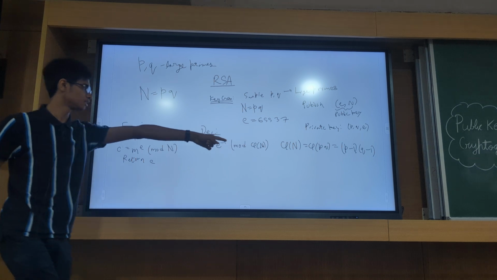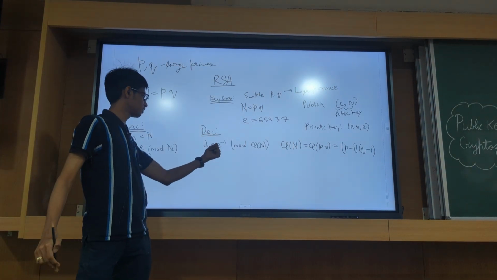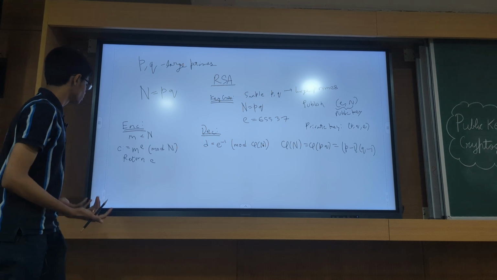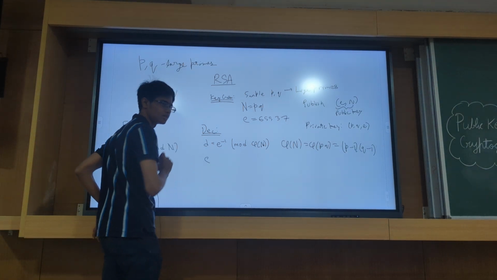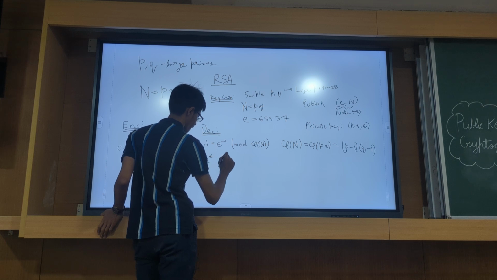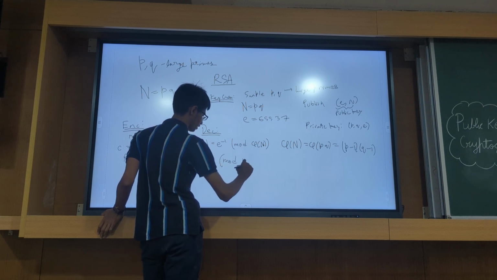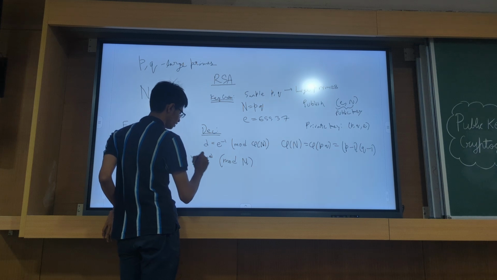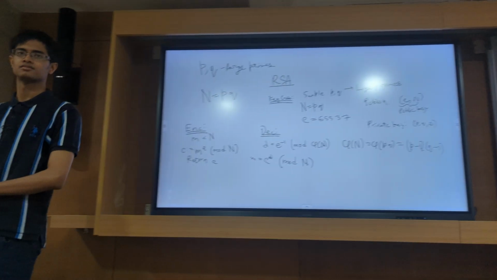So phi can be easily calculated, and given that, it's easy to take the inverse. So Bob can have d. Now what Bob is going to do is take the ciphertext, raise that to the power d, and then take mod n. And the surprising result is that this will be equal to the original message.